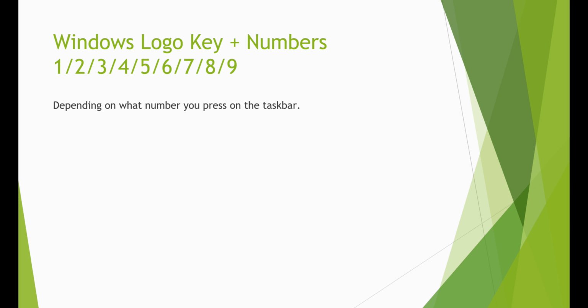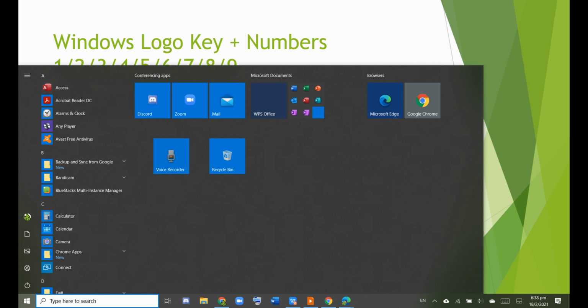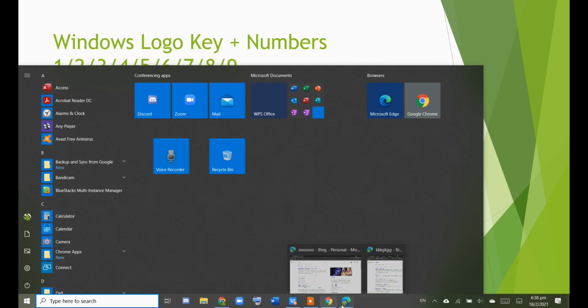Windows logo key plus numbers, or all the numbers that are on your taskbar. So over here, for me, Discord is my number 1. Number 2 is my File Explorer. Number 3 is Google Chrome. Number 4 is Zoom, and so on your taskbar.